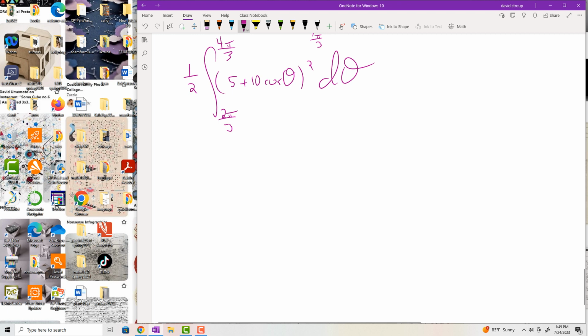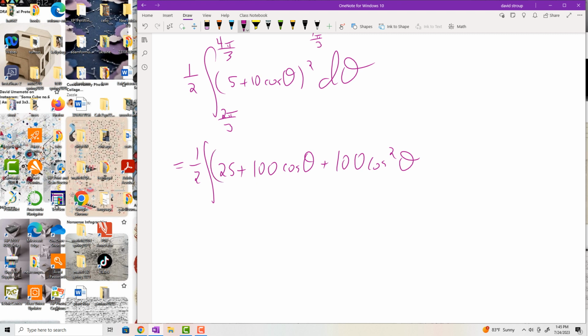Okay, so this would be 1/2 integral 25 plus, looks like 100, 5 times 10 is 50, plus another 50, cosine theta plus, really? 100 cosine squared theta. Makes me think I made some sort of arithmetic error. 5 times 5 is 25. 5 times 10 is 50 plus another 50 is 100. 10 times 10, oh, this looks right to me. So we get 25 plus 100 cosine theta.